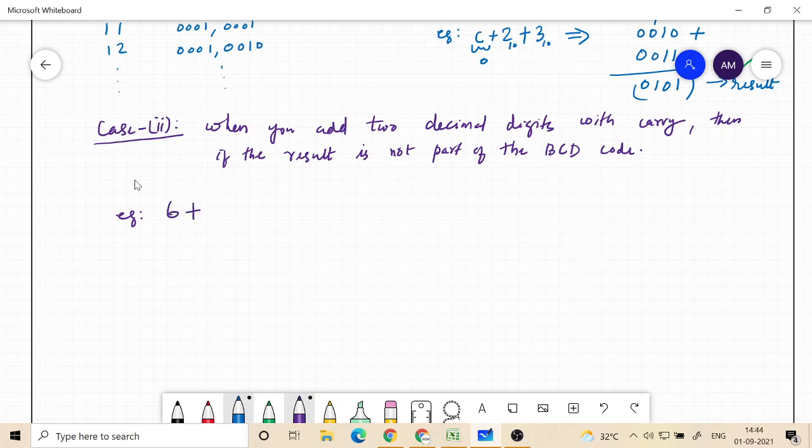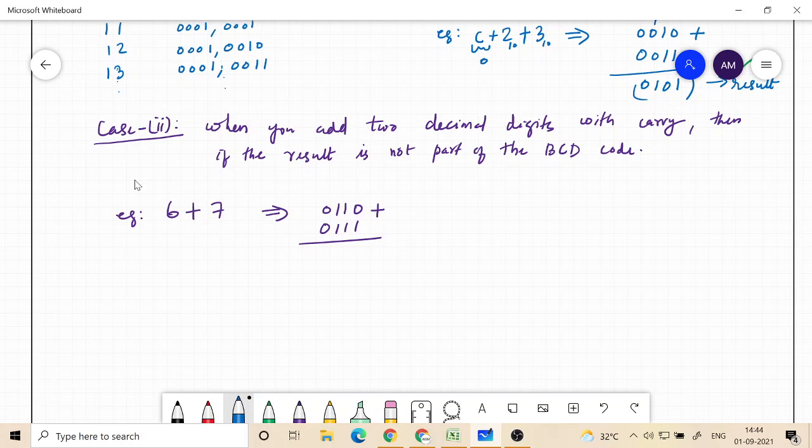Say 6 plus 7. So 6, when you press, the code will go. The code is this, 0110, plus 7. The code will go, and that is going to be this. And we know that the result is 13, right? But what are we going to get? Are we going to get 13 in BCD form? No, we will not get, because 13 in BCD form is 0001 and then 0011. This we will not get.